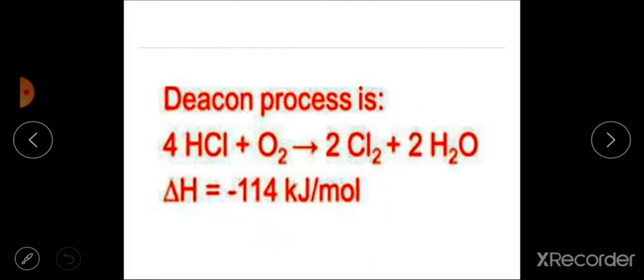Then the second method is Deacon's process. Chlorine is manufactured by the oxidation of hydrogen chloride gas by atmospheric oxygen in the presence of cupric chloride as a catalyst at 723 Kelvin. Here 4 HCl molecules are oxidized by atmospheric oxygen to form 2 Cl2 molecules plus 2 H2O molecules.